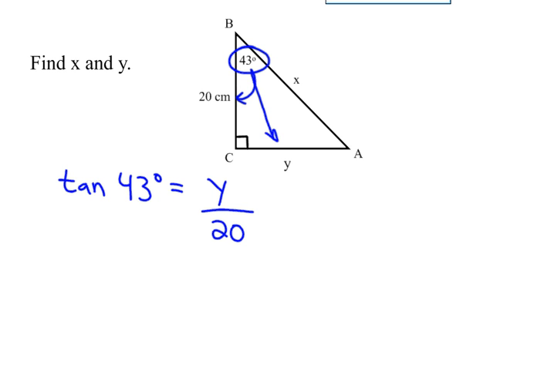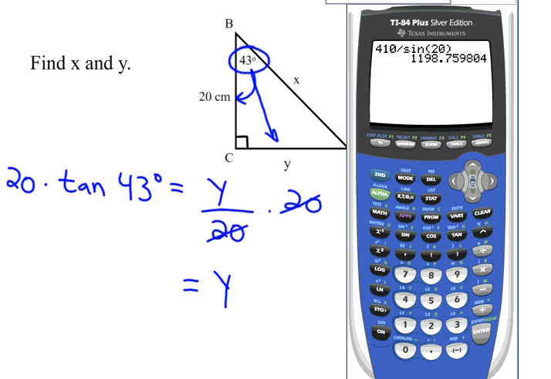Again, we have a simple equation that we can solve for y. We need to get the y by itself. Right now it's being divided by the 20. So we're going to undo that division by multiplying by 20. The 20s on the right side will cancel out. That'll get our y all by itself. And on the left side, we have 20 times the tangent of 43 degrees. So we can plug that right into our calculator. 20 tangent 43, and we end up with an answer of 18.7 centimeters.